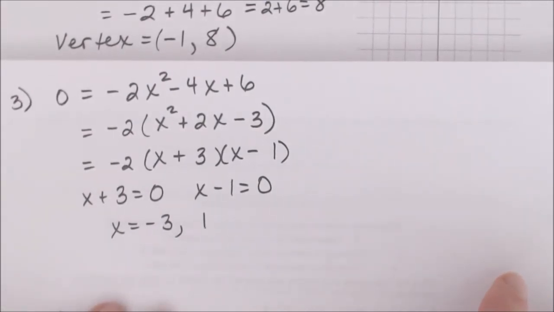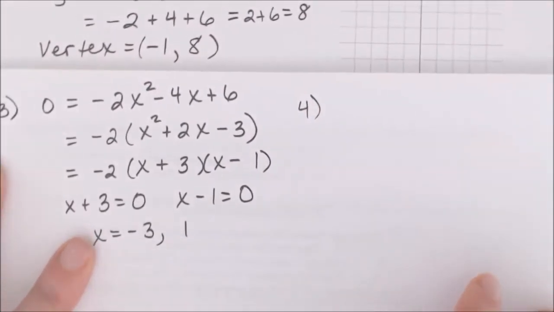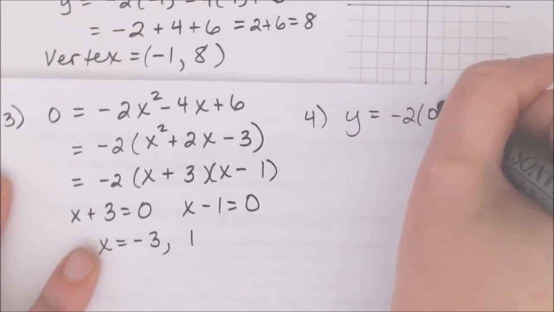Okay, let's go ahead and find the y-intercept. That was step 4. So remember, to get the y-intercept, we replace x with a 0. So I'm going to go back and replace all the x's with 0s.